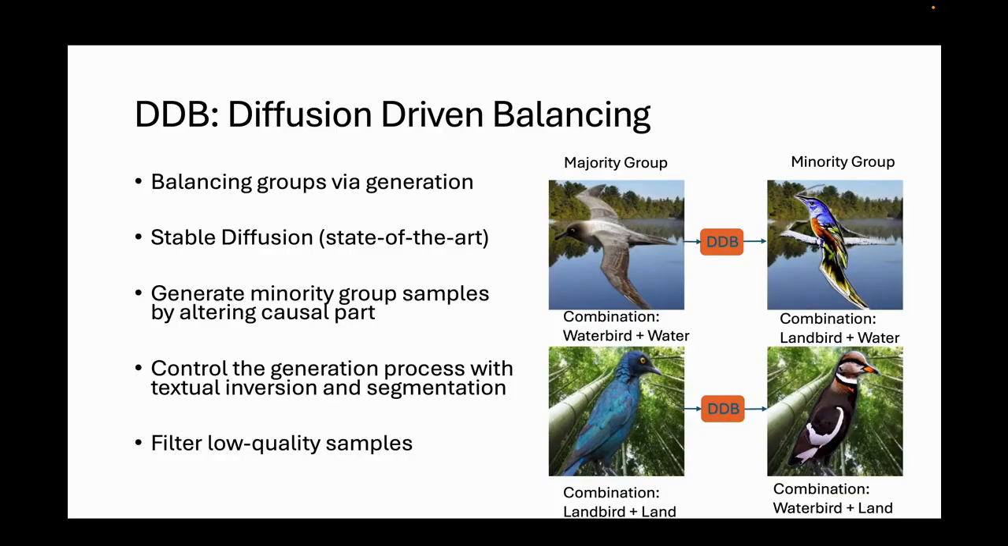DDB addresses spurious correlations by generating minority group samples to balance the dataset. We leverage Stable Diffusion, a state-of-the-art generative model. Given a majority group sample, our method edits the causal part to create a corresponding minority sample. For example, starting from a water bird on a water background, we can edit the bird to make it a land bird on the same water background, thus producing a minority sample. To control this process, we use textual inversion and segmentation along with the filtering method to remove low-quality samples.